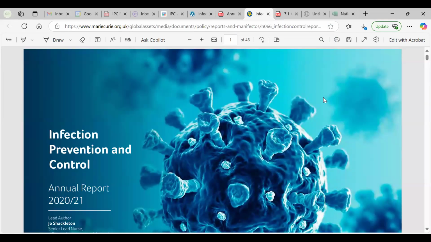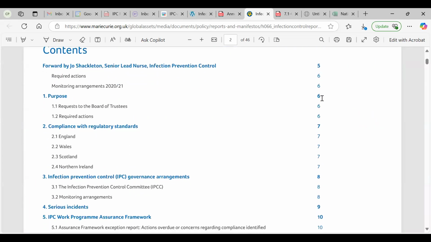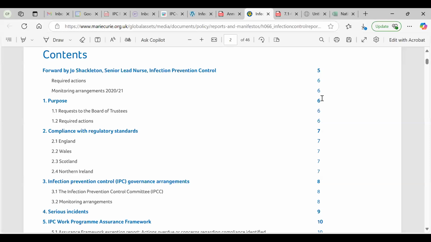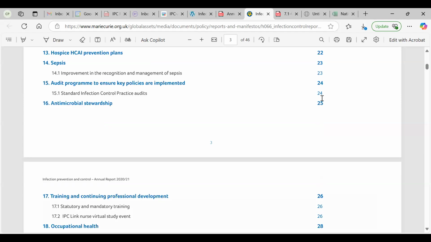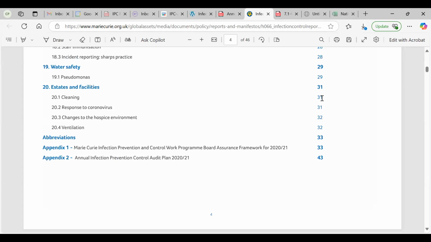Because we have a lot of people now that come from the hospice setting, I have included this one from Marie Curie, and it's quite a detailed report because they're a large organisation and very similar things to what you've seen in the acute trust and the ambulance one. So they include the COVID board assurance framework, which is the precursor to the one that I showed you. They've got the incidents in there, they've got their surveillance. Interestingly, they talk about sepsis, which I think is really, really good. They've got their audit programme, they've got antimicrobial stewardship, training, the water safety estates and facilities, etc.